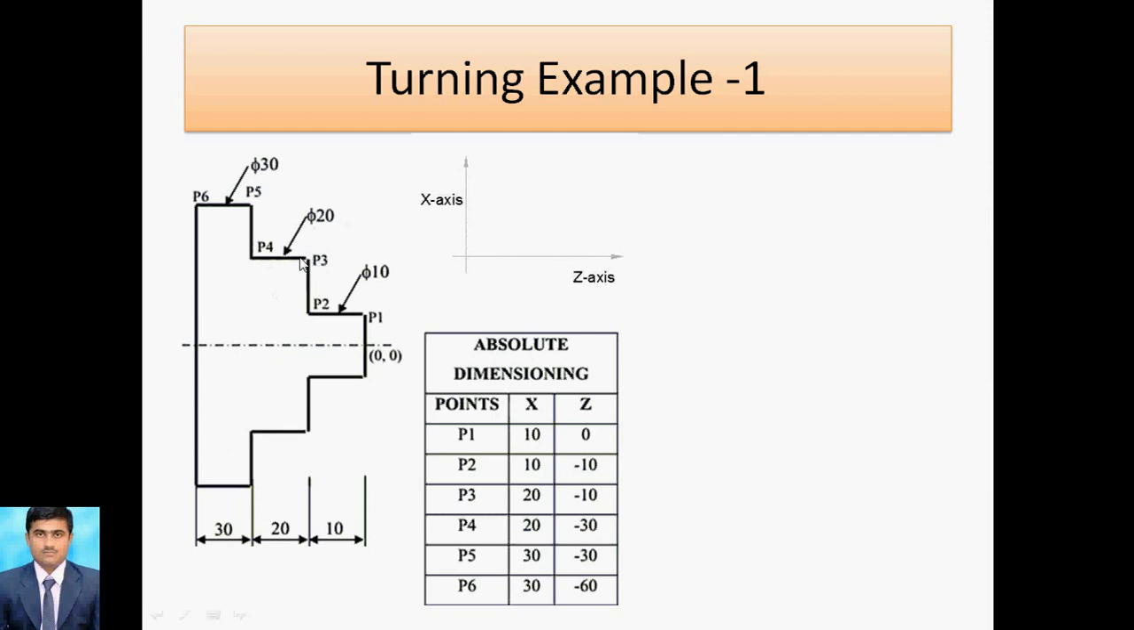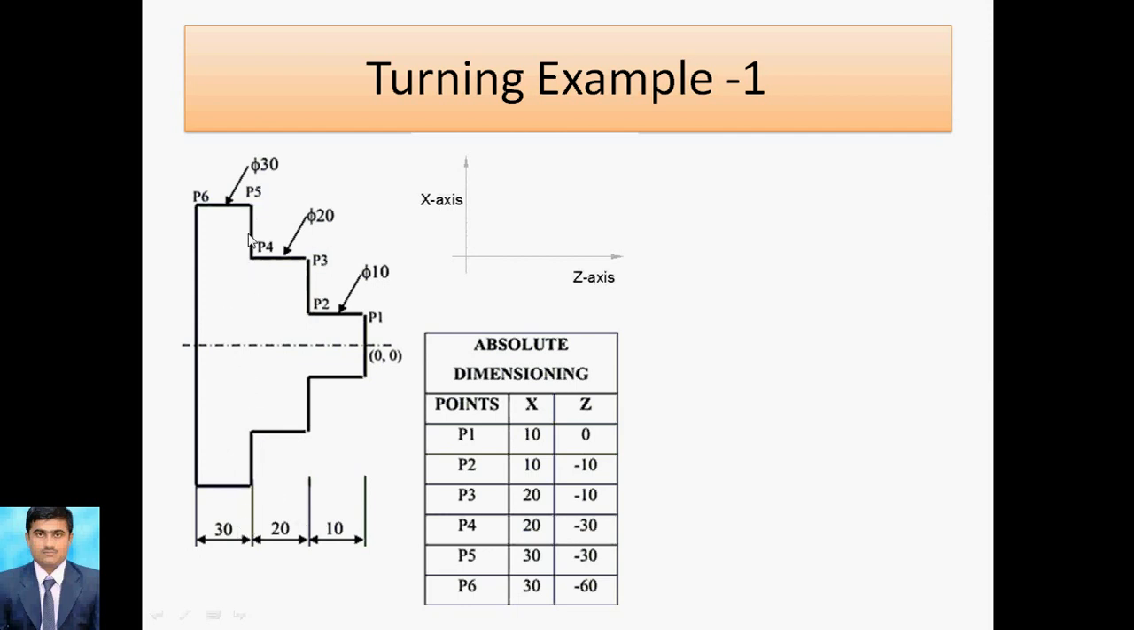Diameter is 20, and that length is 20 plus 10, that means 30, so I can write minus 30. This is regarding the P4 value. Now we know for the P5 value. So what is the P5 value? First of all, we mention this diameter, that is 30, X30. Z is about 30, that's why minus 30 we can take.